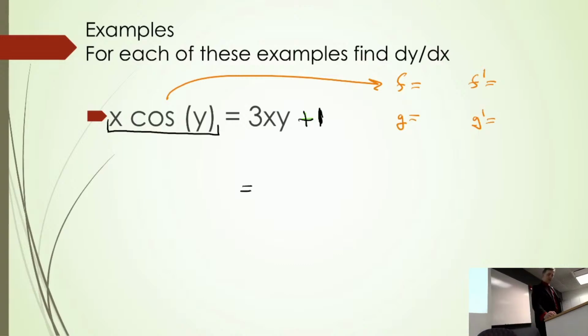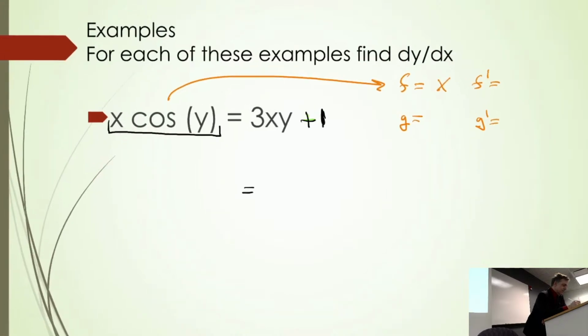All right, let's see how we're doing. Where am I on the list here? I think I'm down to Allison. Allison, how did you break this up in terms of F and G? Cosine of y, very nice. So yeah, it's a product, separated out into x and cosine of y.